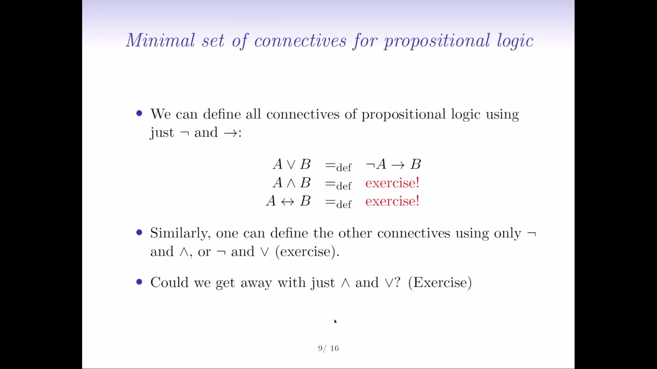Here's a question on the slide. Could we get away with just conjunction and disjunction? Well, I suppose the hint here is that the answer is no. This is also kind of an exercise, but just as a little hint, the first thing to think about is how would you define negation using only conjunction and disjunction? Could you do it? The answer is no. And if you play around with the truth tables for a little bit, I think you will discover why not.